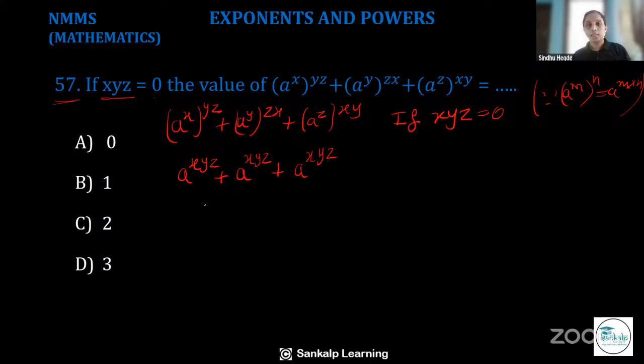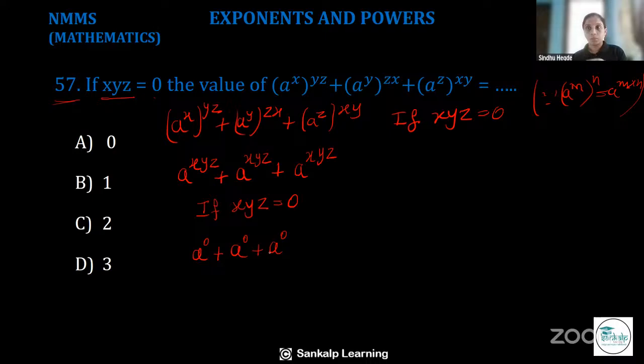Now apply x, y, z. We should apply x is equal to 0. So a raised to, in the place of x, 0, plus a raised to, in the place of y, 0, plus a raised to, in the place of z, again it is 0. What we get? a raised to 0 plus a raised to 0 plus a raised to 0.